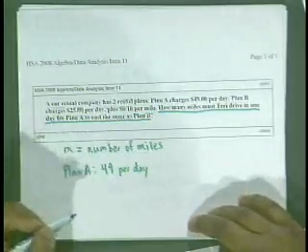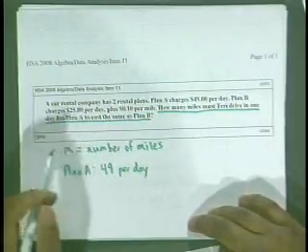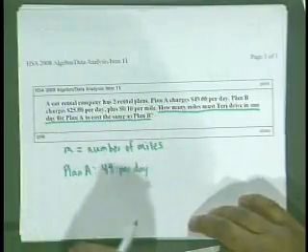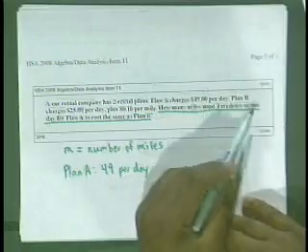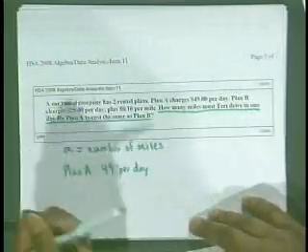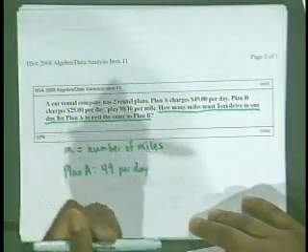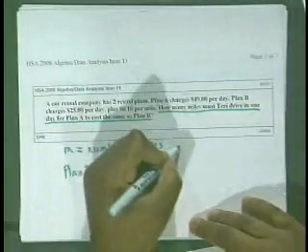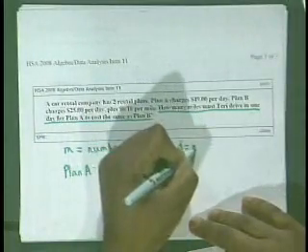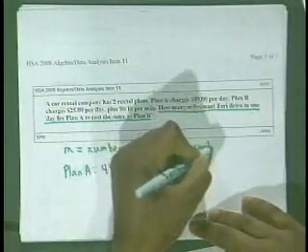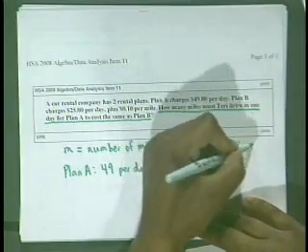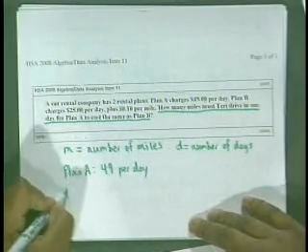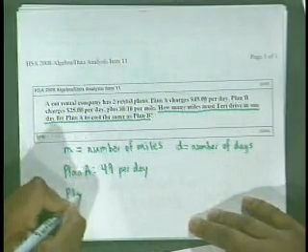Now, there's a reason why we're not going to make a variable for per day. The reason being is because in the problem they ask us how many miles must Terry drive in one day. So we already assume that the number of days is going to be 1. But let's write that down. So D equals the number of days. Number of days.